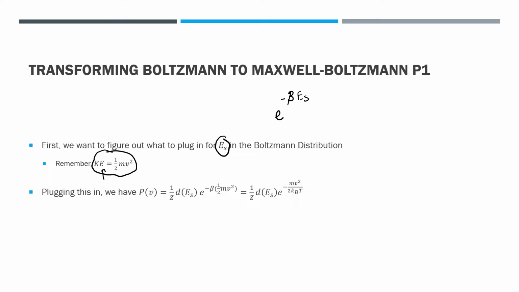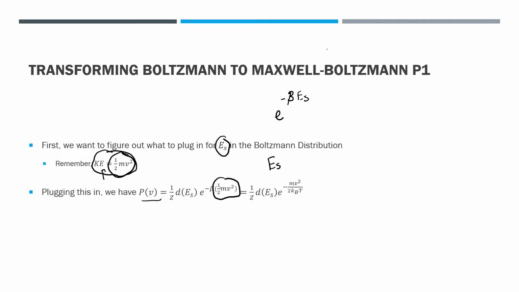That's the energy of the state. So at a certain velocity, we have that amount of energy, that half mv squared, right? So I can sub this equation for energy into my Boltzmann equation. Plugging that in, we have P of V equals, this all stays the same, 1 over z times the degeneracy term times e to the negative beta times half mv squared. So all we've done is subbed in half mv squared for the energy of each state, right?